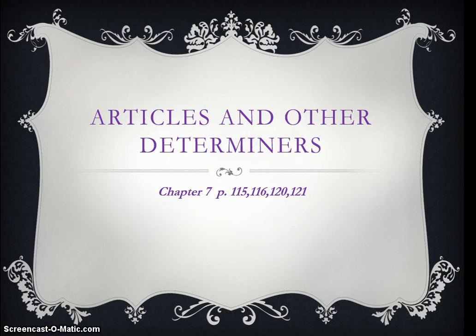Hello class. Today I'm going to be talking about articles and other determiners. You can find this information in chapter 7 of your book and on pages 115, 116, 120, and 121.